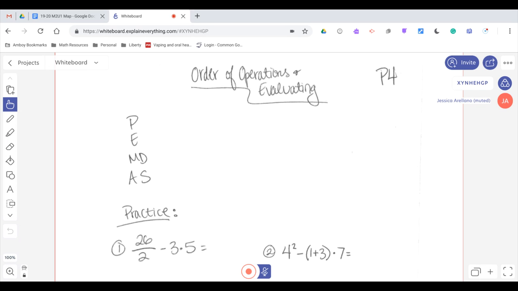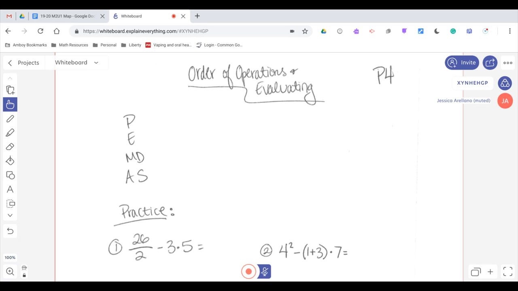Today we're just going to do a quick review of the order of operations and how to evaluate an expression. Okay, so we're going to start here with order of operations. Some of you call it Please Excuse My Dear Aunt Sally or PEMDAS, and just a quick reminder of what all of those things are.